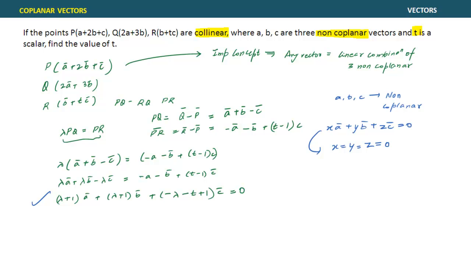So if we go on and do this particular step here, this reduces to lambda plus 1 equal to 0, which gives you lambda's value as minus 1. The same step here: this should also be 0, that is minus lambda minus t plus 1 equal to 0. We have already calculated lambda is minus 1, so this becomes 1 plus 1. From here, you get your answer that t is equal to 2. So this is the particular answer that you were asked to find.